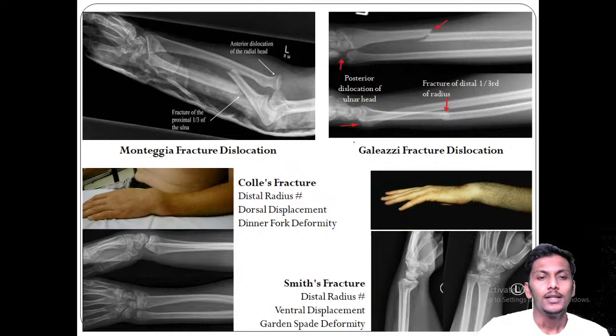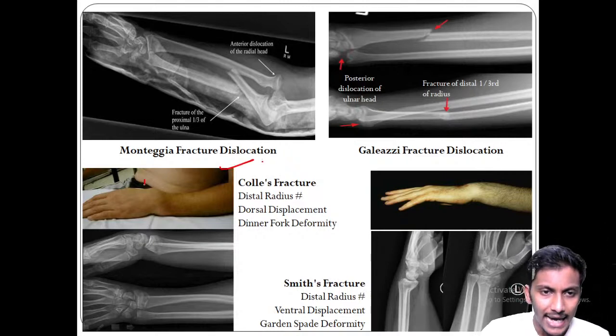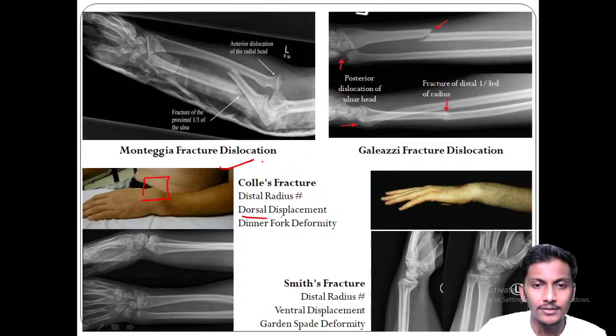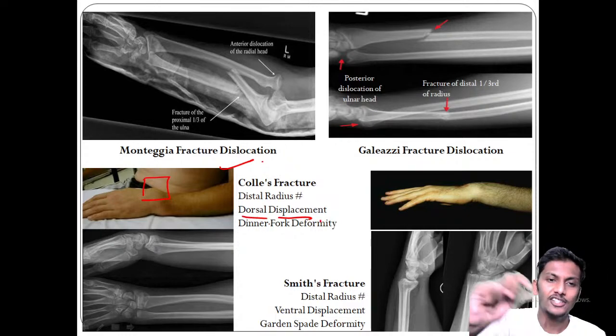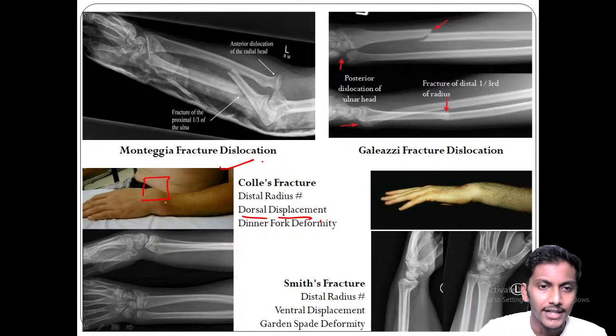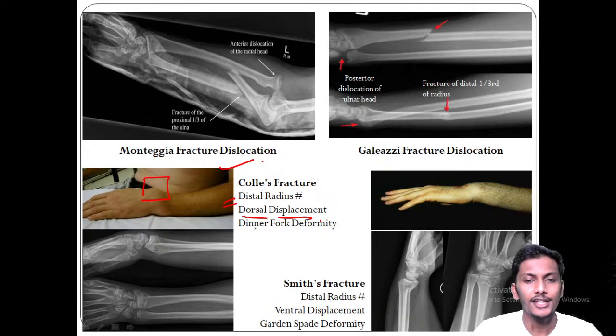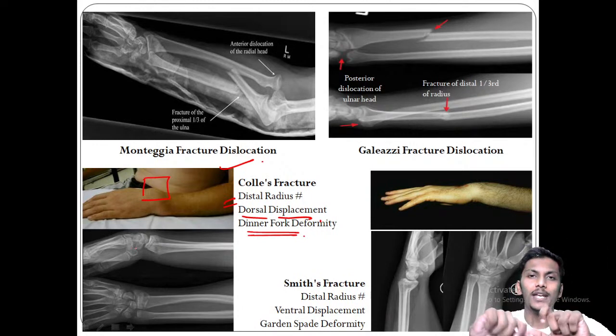Moving further. Just see guys, this is your Colle's fracture. In this image you can see this protrusion, which is because of the fractured fragment which is displaced dorsally. Due to this you can see over here, this protrusion on the wrist. So it is a fracture of the distal end of the radius with dorsal displacement, and it can lead to dinner fork deformity.